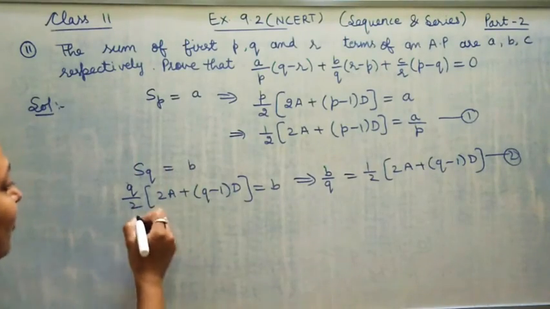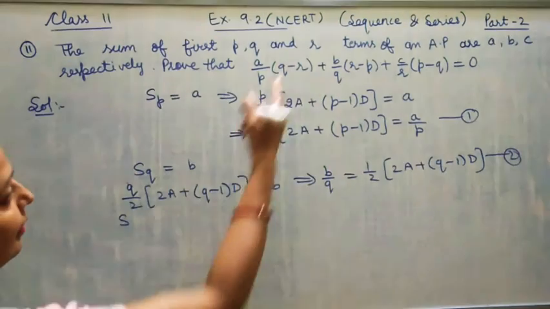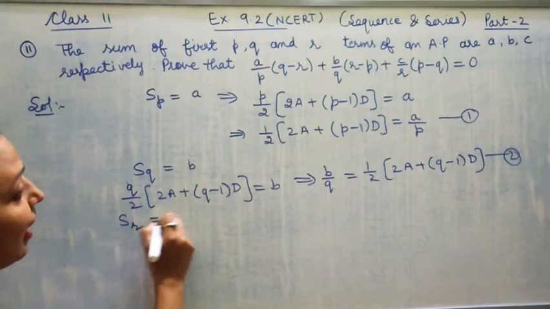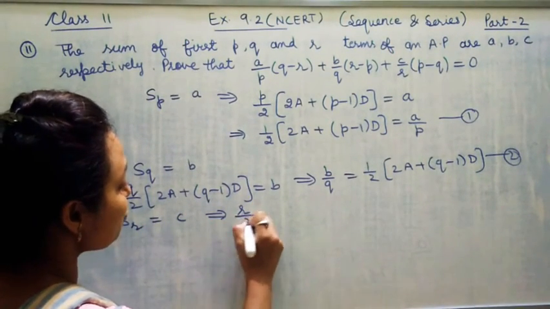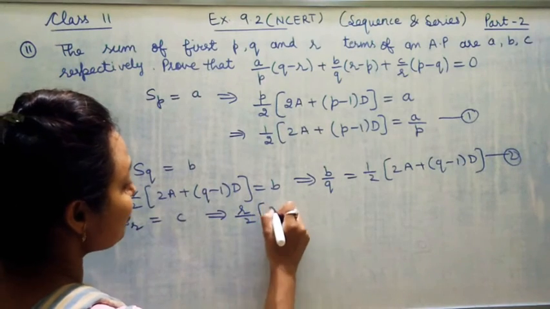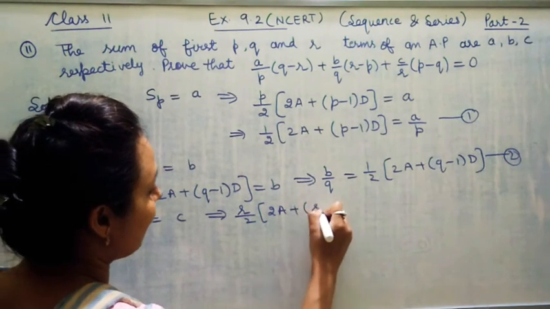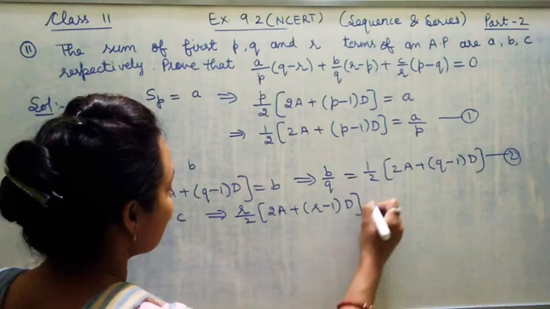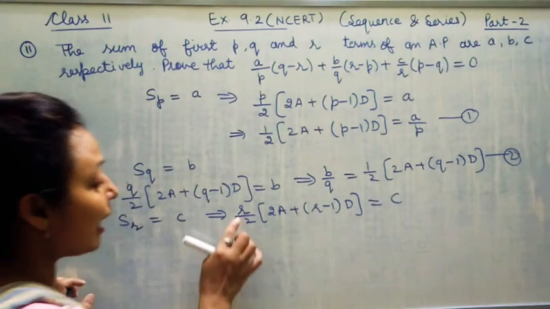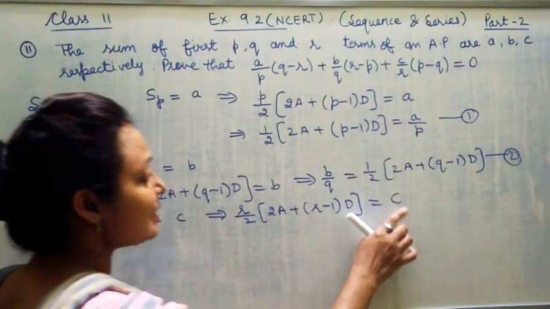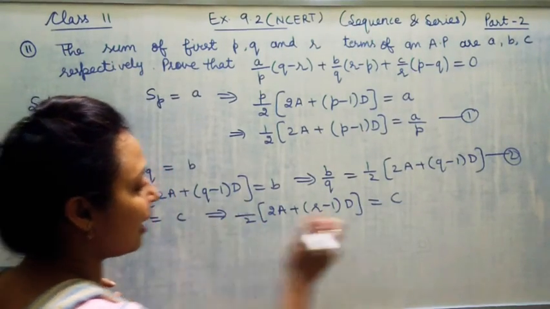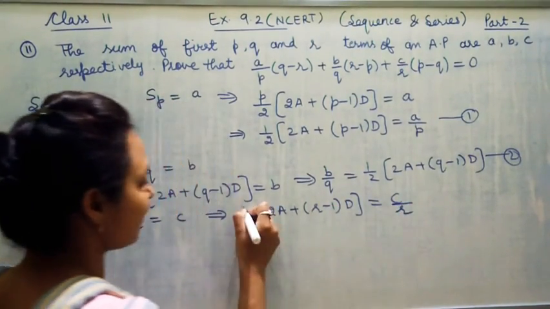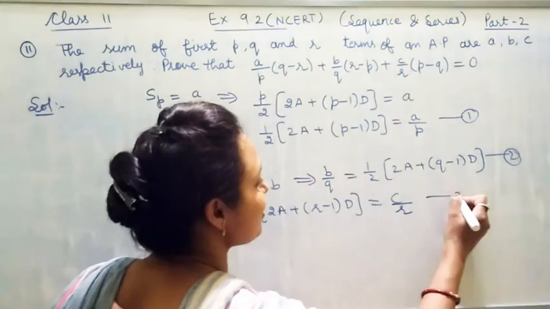Now I will start from s, q, then r. This is r. S of r is equal to c. So I will take r by 2 plus 2 times a plus (r minus 1) into d is equal to c. So I want the value of c by r to put here. So I will take this r and bring it to the denominator. So it will be equation number 3.